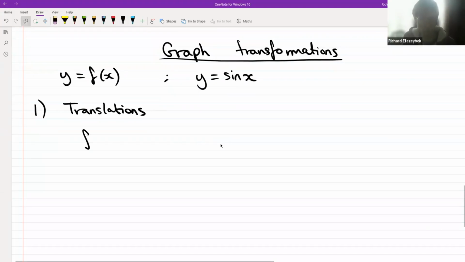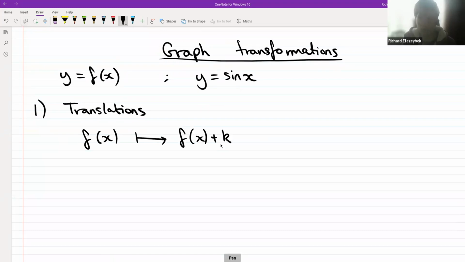Okay, so suppose I take f of x and I transform it to f of x plus k. That is, I just take my entire function expression and put a plus k at the end. This is just translating up by k units. Think of this as also shifting the y-intercept.